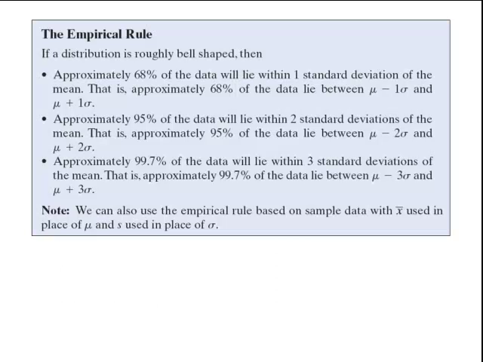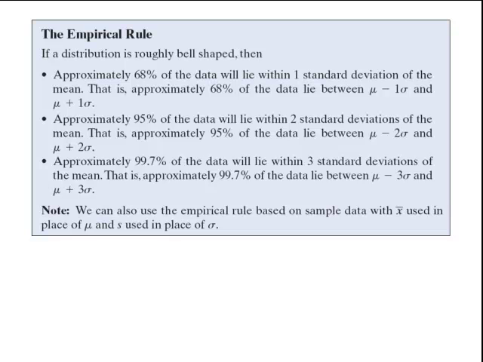The empirical rule. If a distribution is roughly bell-shaped, then approximately 68% of the data will lie within one standard deviation of the mean. That is, approximately 68% of the data will lie between the mean minus one standard deviation and the mean plus one standard deviation. Approximately 95% of the data will lie within two standard deviations of the mean. That is, approximately 95% of the data lie between the mean minus two standard deviations and the mean plus two standard deviations.